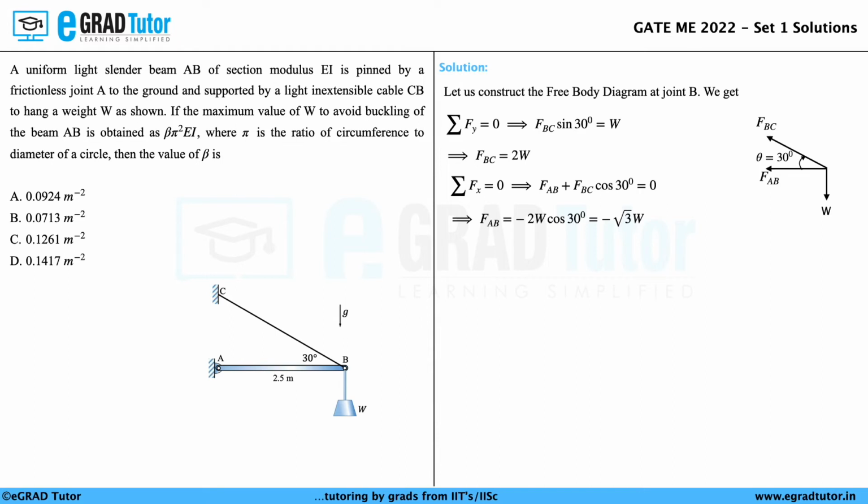That means the direction considered initially in constructing the free body diagram should be reversed. The corrected free body diagram at joint B looks this way. It can be observed that the direction of force FAB is reversed based on the sign of the magnitude.